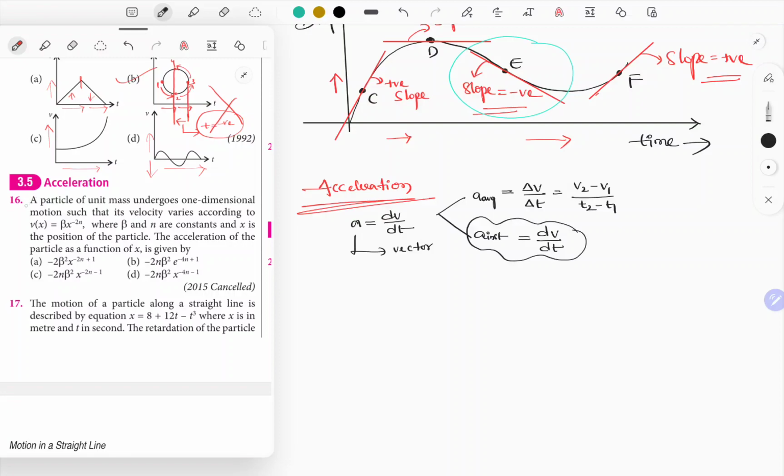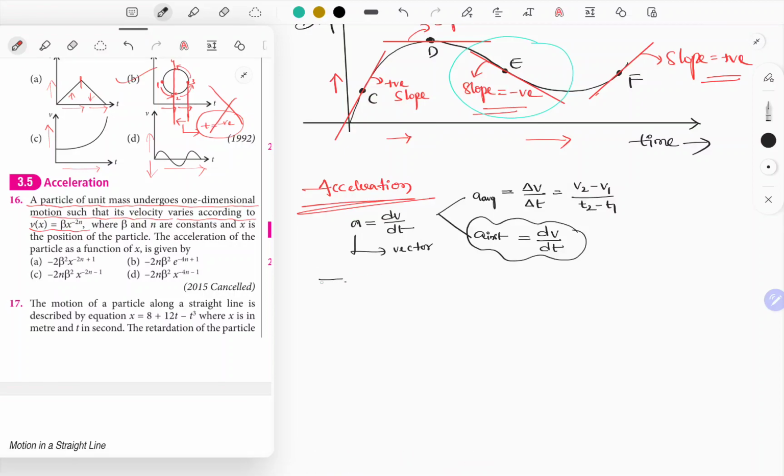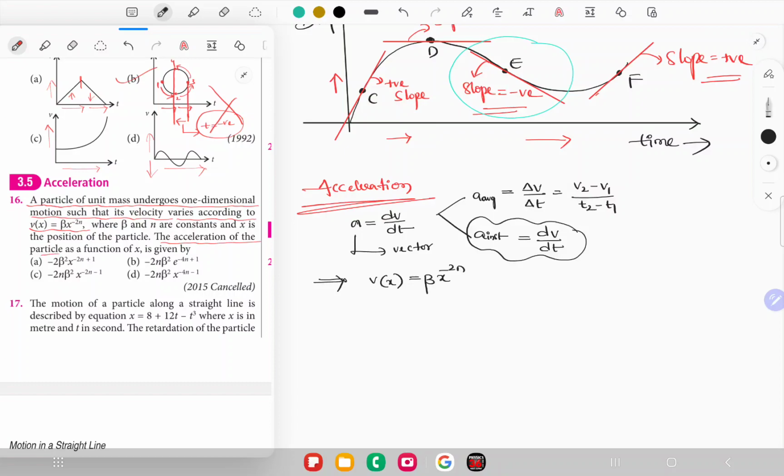Let me explain the very first question. A particle of unit mass undergoes one-dimensional motion such that its velocity varies according to v of x is equal to beta x power minus 2n. They have given the velocity variation with respect to position, x power minus 2n, and they are asking for the acceleration of the particle as a function of x.